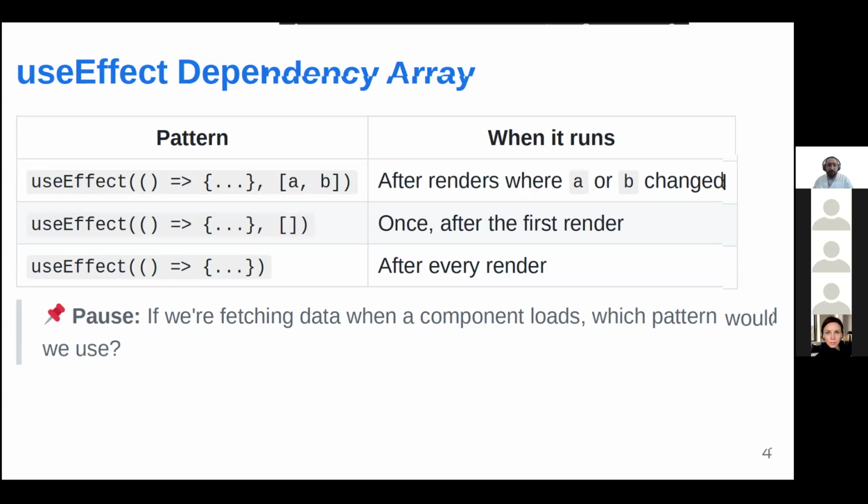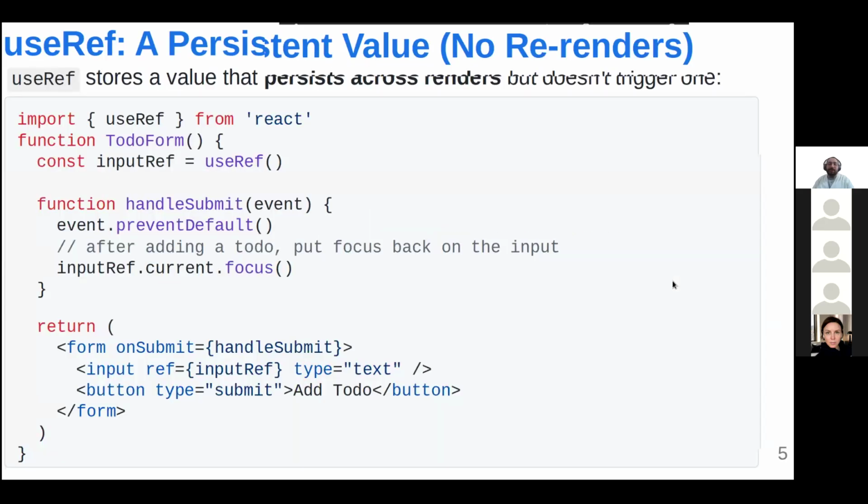As a quick question, if we want to fetch data only when the page loads, which option would we use? Yes, the empty array. We only want to fetch data once, on the mount. We have no need to refetch after every render. We will come back to this specific data fetching in lesson 7. So, useRef.